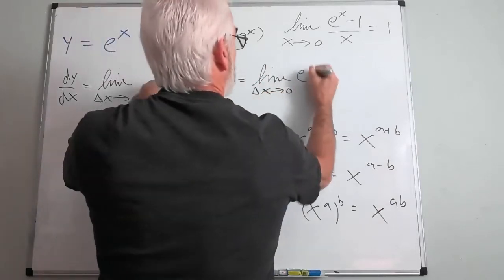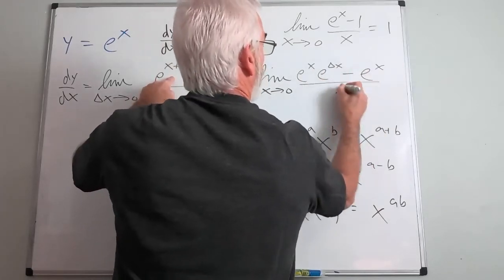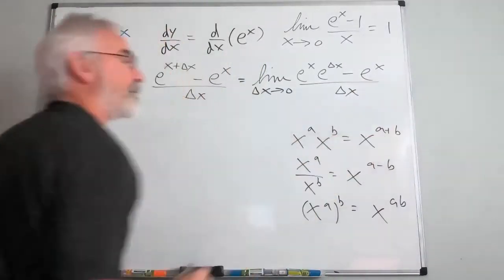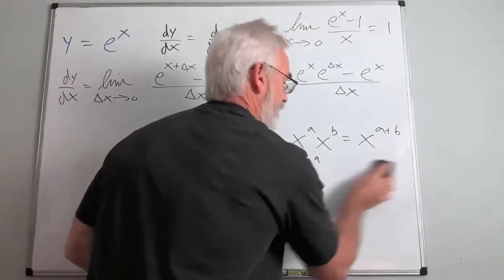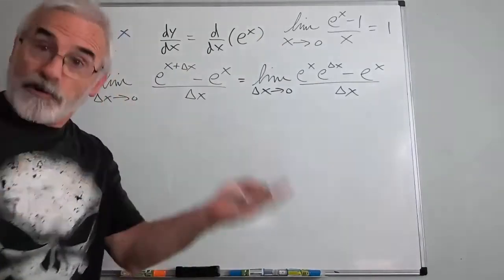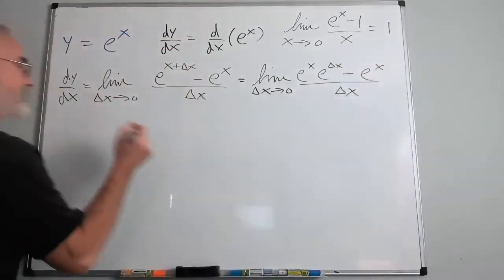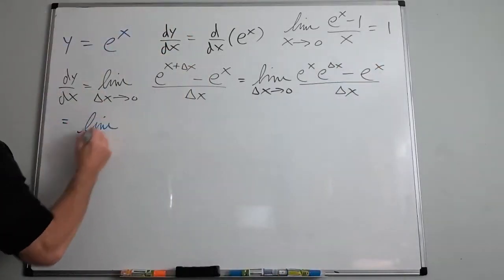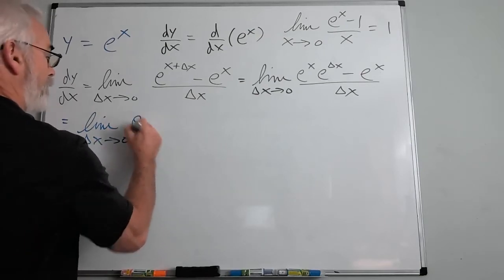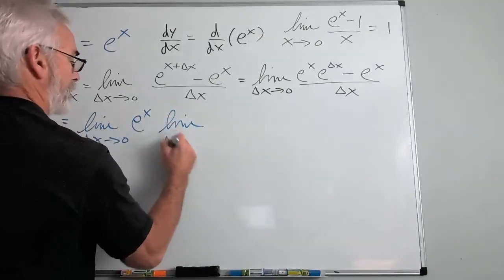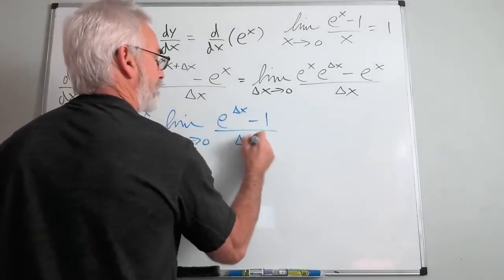I can write this as e to the x times e to the delta x minus e to the x, over delta x. Okay, so I'm using a rule of exponents in order to pull it apart. We did something similar with the sine and cosine derivatives. We used expansion formulas to pull those apart. And once we pulled them apart, then we could factor. You see, both of these have an e to the x. And we know that the limit of a product is the product of the limits. So I'm going to pull the e to the x completely out. And that's what we'd be left with.